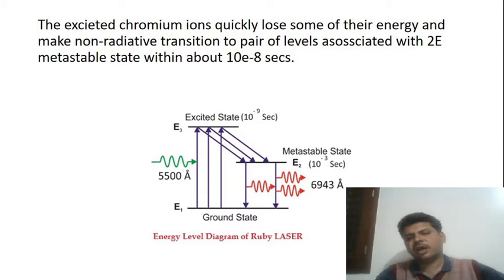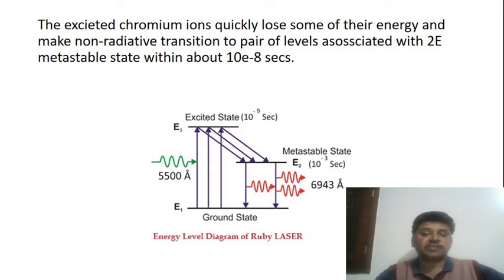After that, all the electrons come back to the metastable state E2, where accommodation takes place for up to 10 to the power of minus 3 seconds. So 10 to the power of minus 3 seconds is a comparatively larger time duration than the E3 state. So due to such induced absorption and spontaneous emission, more electrons get accommodated at the excited state, that is the E2 state or metastable state.